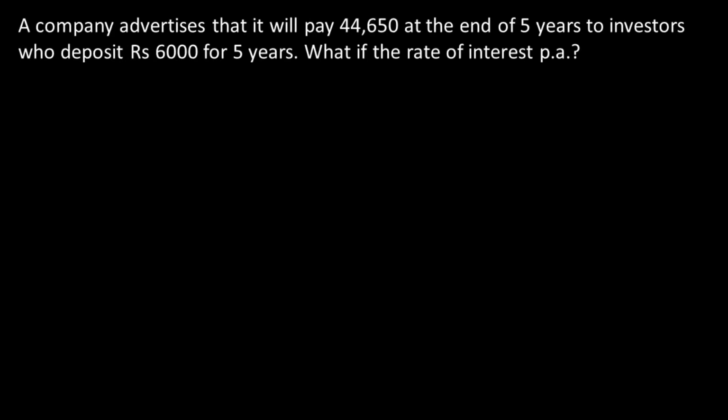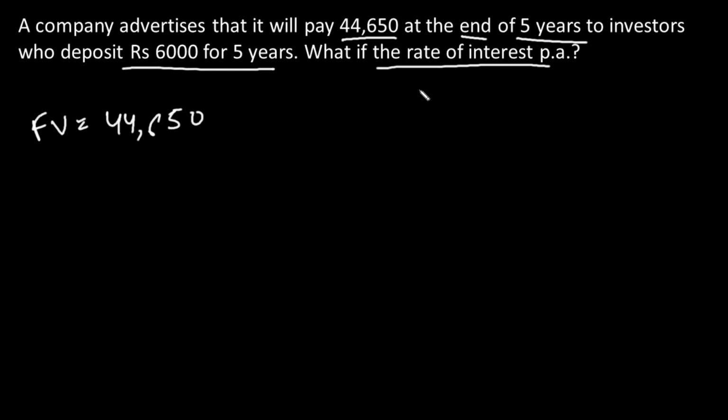The next question is, a company advertises that it will pay 44,650 at the end of 5 years who deposit this for 5 years. So हमें future value दे रखी है 44,650 and this is a question of annuity, right? And end वाला है तो ordinary annuity. So we have to calculate the rate of interest. हमें n दे रखा है 5 years.